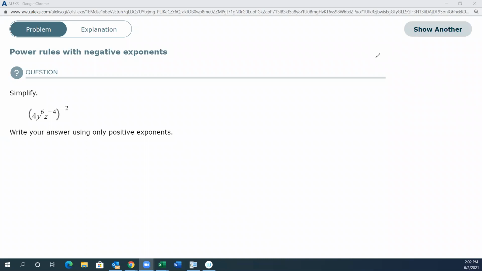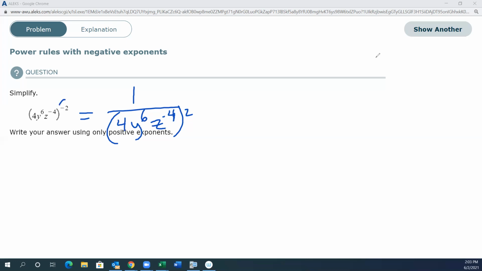All right, once again, we've got powers to powers. So let's see how to handle this. One way is to immediately say, let's get rid of that negative exponent there. And so take 4y to the 6th, z to the -4th, and take it to the bottom, and now it has a positive 2 exponent on the outside. That is one way of doing it. Not the way I usually think to do it, but it works fine.